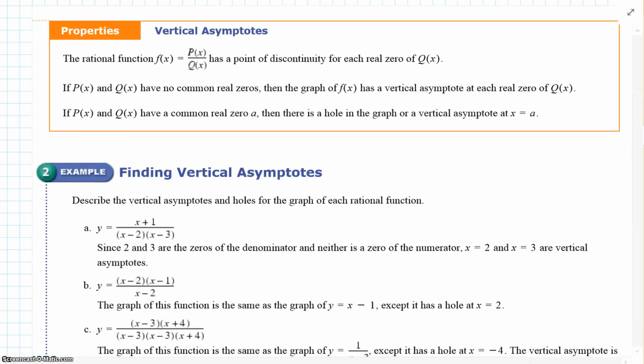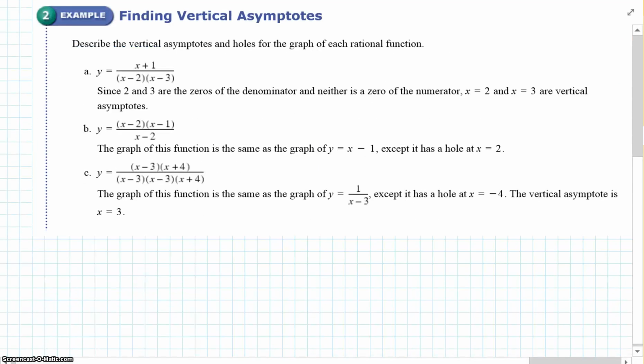A rational function, p of x over q of x, has points of discontinuity for each real 0 of q of x. If p of x and q of x have no common real zeros, then the graph has vertical asymptotes at all the real zeros of q. Basically saying, if you can't factor them out, they're a vertical asymptote. If p of x and q of x have common real zeros, a, then there's a hole in the graph. And what we're saying here is if you can factor out the denominator, that zero value becomes a hole.